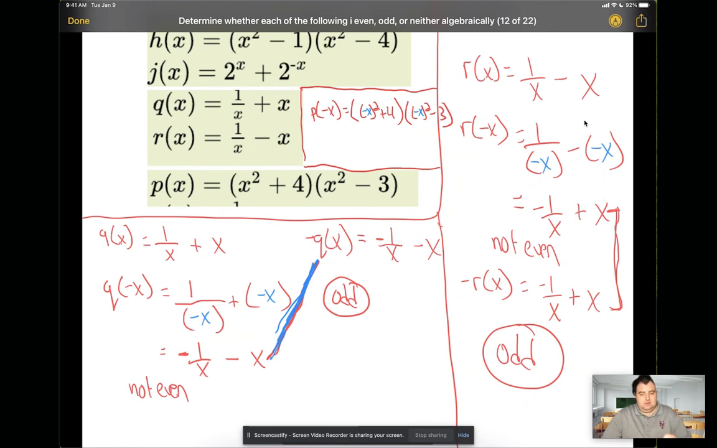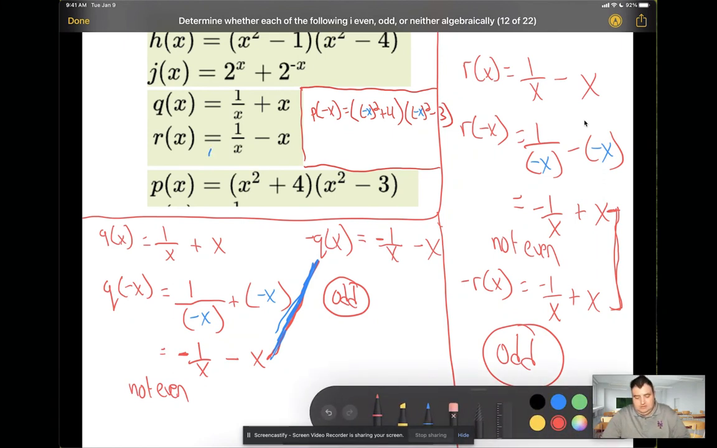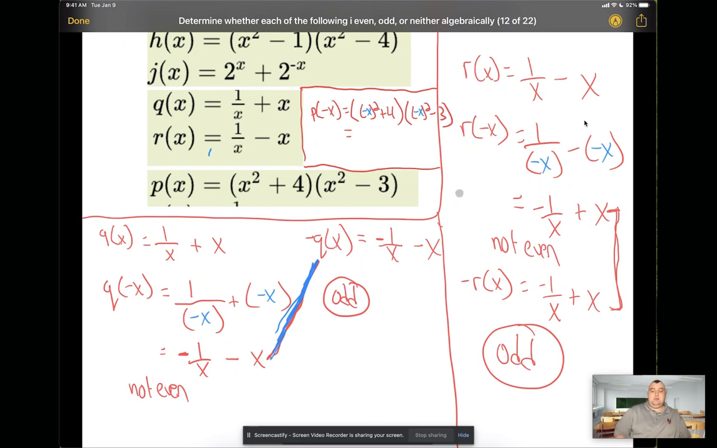I'm going to do the same thing I've been doing. I'm going to simplify. So negative x squared, like I said before, means negative x times negative x, so that's going to be a positive x squared. So this will be x squared plus 4, and this will be x squared minus 3. If I compare this to the original function, are they the same thing? X squared plus 4, x squared plus 4. X squared minus 3, x squared minus 3. This is an even function.